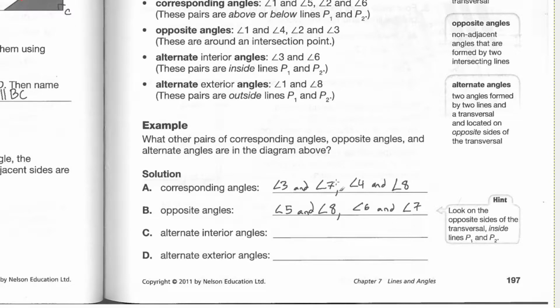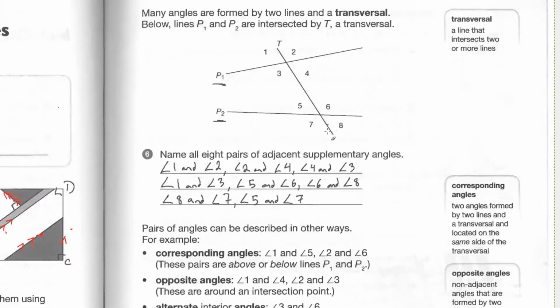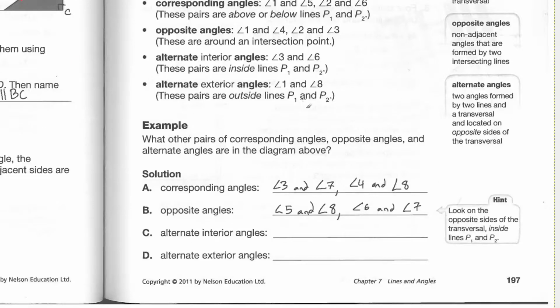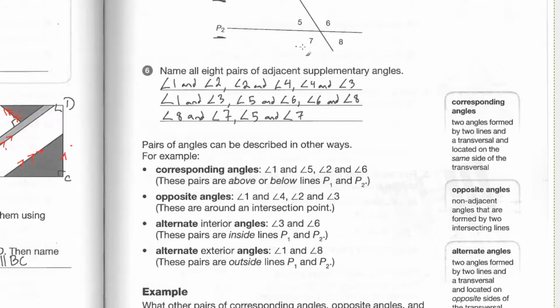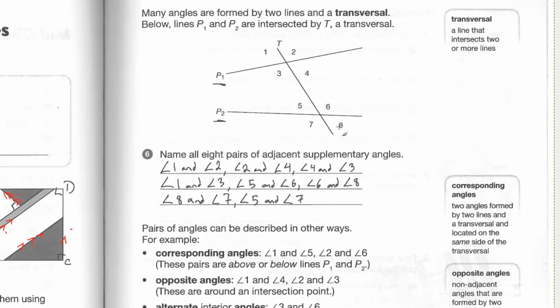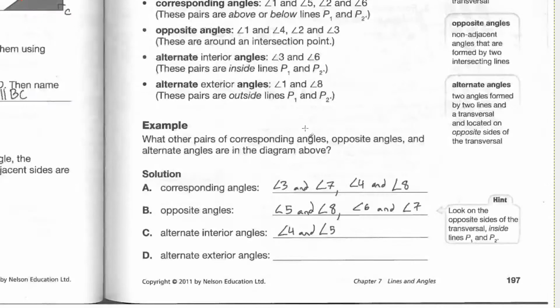Next, we have our alternate interior angles. We were given angle 3 and angle 6. And so our other pair is angle 4 and angle 5. So that's what we're going to put in this one here. Angle 4 and angle 5. And then our alternate exterior angles, we were given angle 1 and angle 8, which means we're left with angle 2 and angle 7. So that's the last thing that we put here. Angle 2 and angle 7.